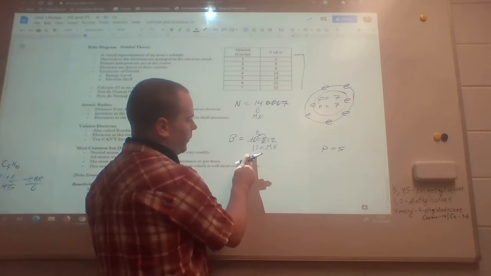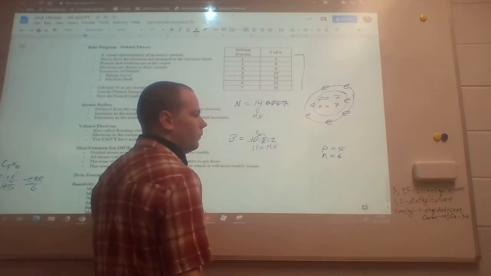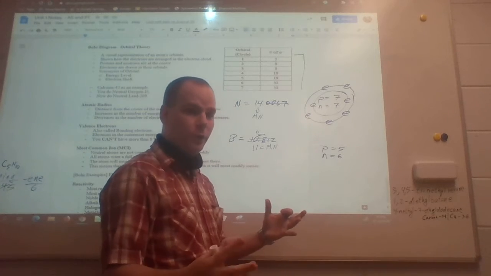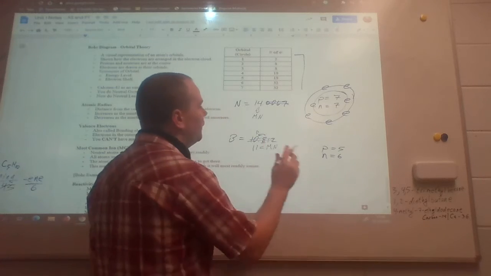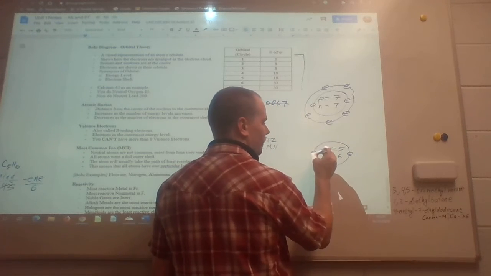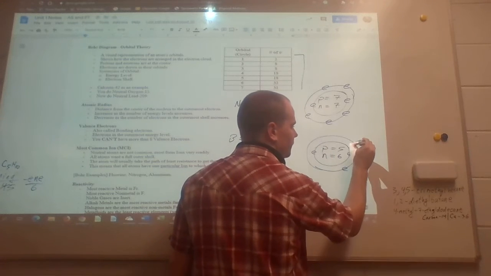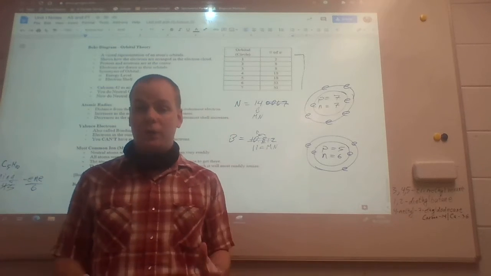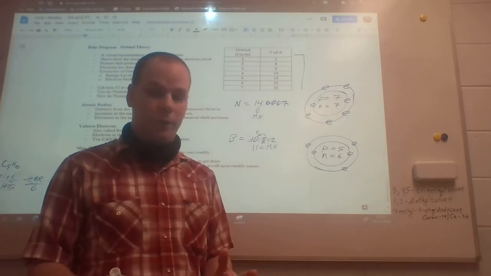And since our mass number is 11, 11 minus 5 is going to give us 6 neutrons. Okay, so that's our nucleus. Now we just need to do electrons. So we need 5 total electrons. So 2 in the first energy level, and then we need 3 more to get our 5. So that's how most common isotope works. It's just another way for me to give you the mass number without actually telling you what the number is.